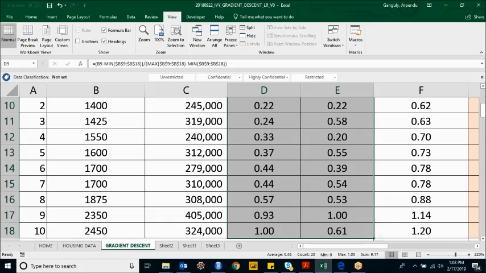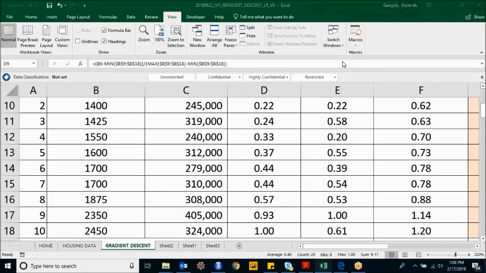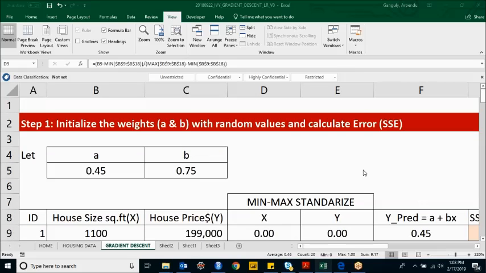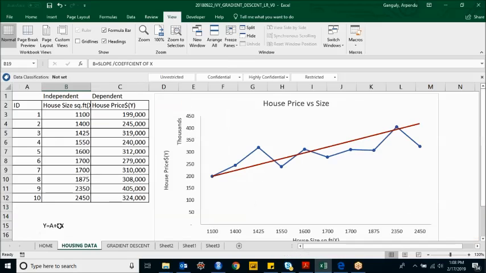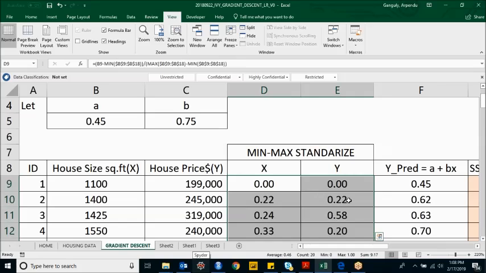Make sense? Online guys, make sense? Okay. Now, y prediction is what? You remember the equation is equal to a plus bx, right? So my y predicted is what?